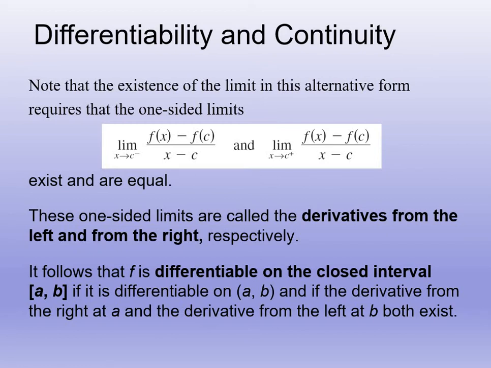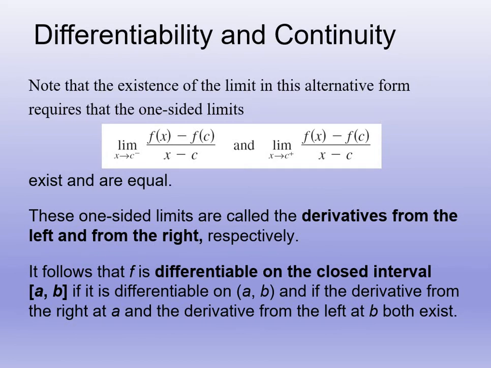So we can check out continuity. We can take a limit from the left and we can take a limit from the right. So we can take the limit as x approaches c from the left of f of x minus f of c all over x minus c, and we can take the limit of f of x minus f of c all over x minus c as x approaches c from the right. So if they exist and they are equal, these are the one-sided limits. So we call them the derivative from the left side and the derivative from the right side.